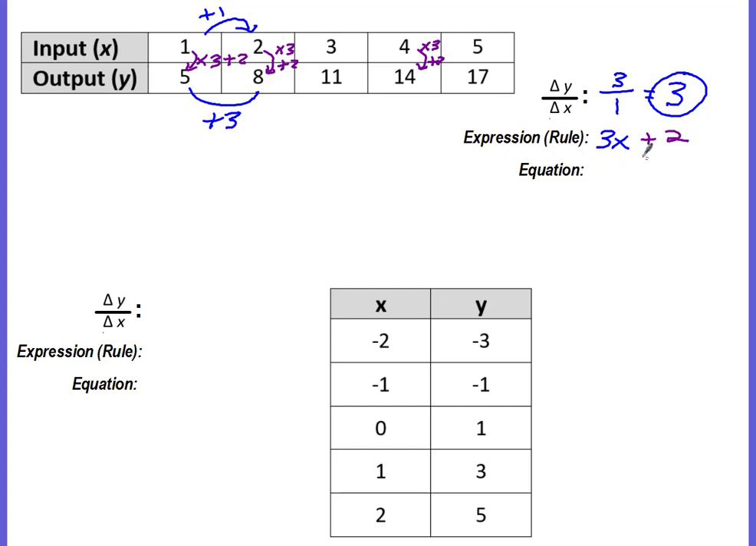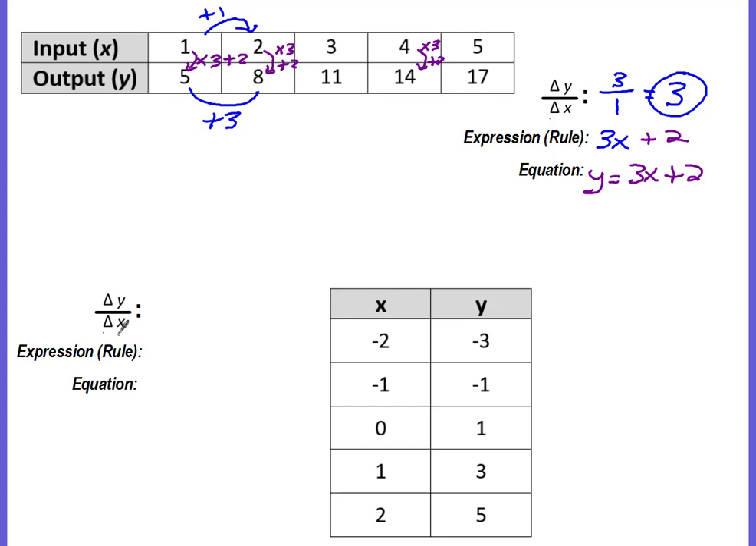This is our rule, our expression. And then to write our equation, we just put a y equals in front of our expression. Y equals 3x plus 2. To get our output value, we first multiply the x by 3, and then we add 2. It's pretty simple, isn't it? Okay, let's try another one. Uh-oh, we've got some negatives here.